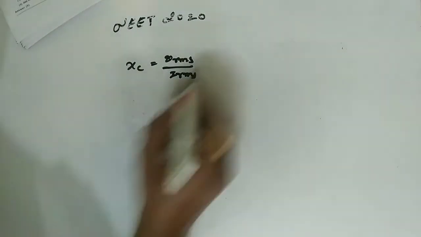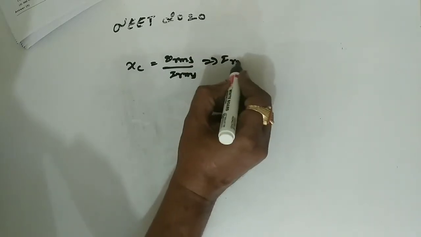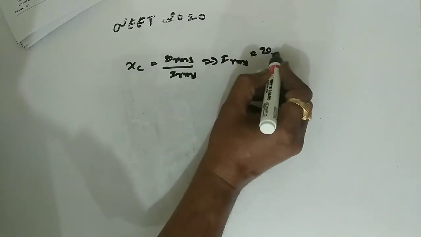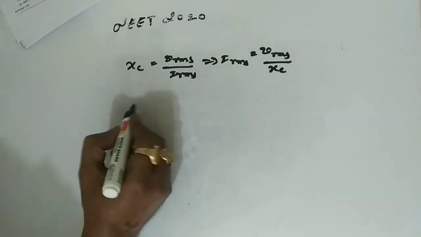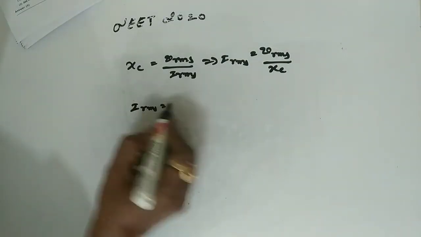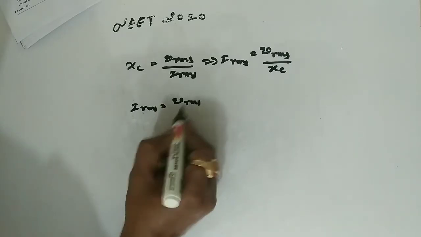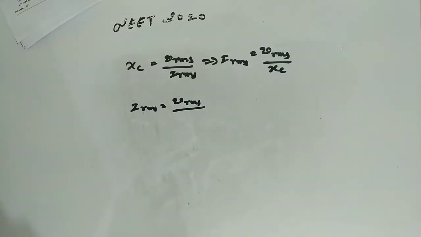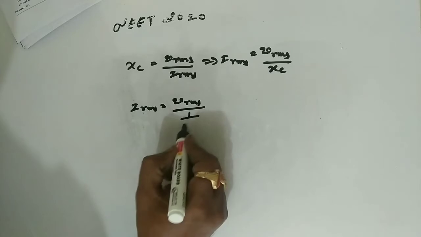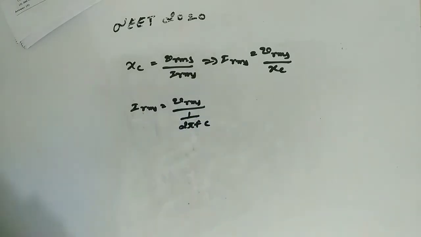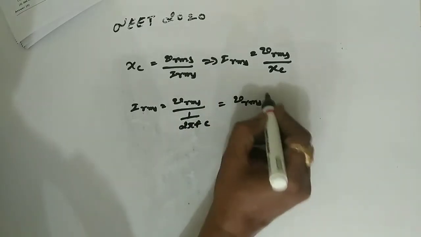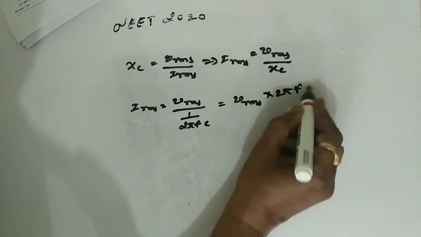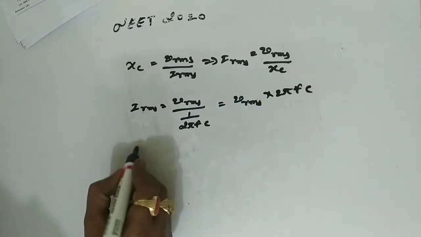Are you getting the point? I need Irms. Irms equals Vrms divided by XC. The applied voltage is nothing but an RMS value. So Vrms. What is XC? XC equals 1 divided by 2 pi FC. So this goes upwards: Vrms into 2 pi FC. Then you go for substituting the values.